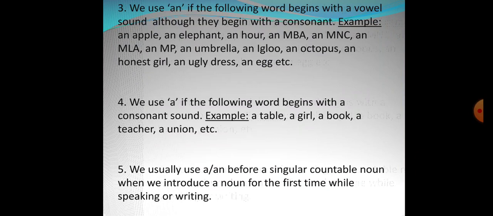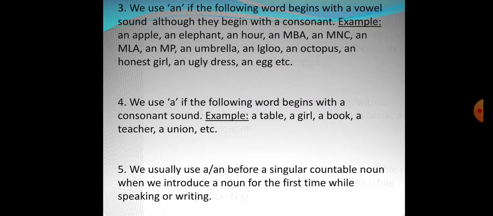Similarly with MBA, when we say monkey, we just put a monkey. Why? Because when we say the word monkey, the m sound comes, but when we say MBA, the e sound comes. It's MBA, not MBA. So we always put an before MBA, MNC, MLA, MP, and many more.